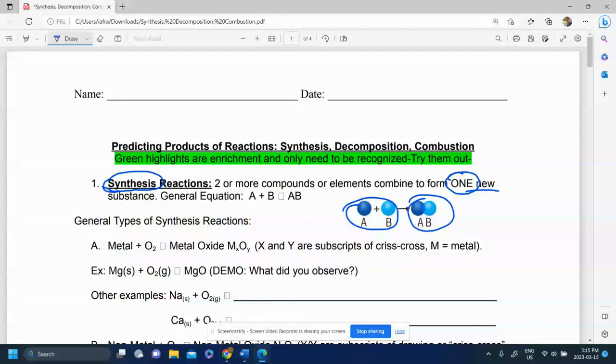There's different cases for synthesis reactions. And so if you just identify the patterns and the trends, you'll be able to predict what the products are if I give you the reactants, and we'll do some examples of that. But the general equation for a synthesis reaction is A plus B react to produce AB. So many things make one.